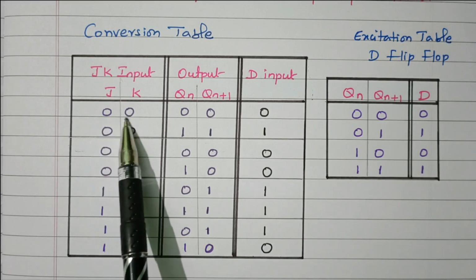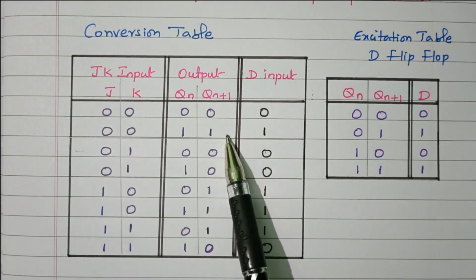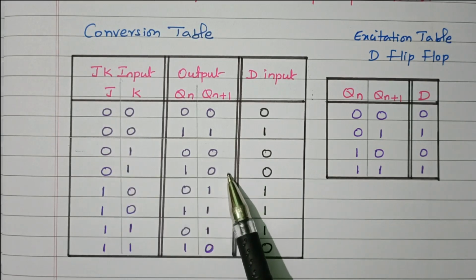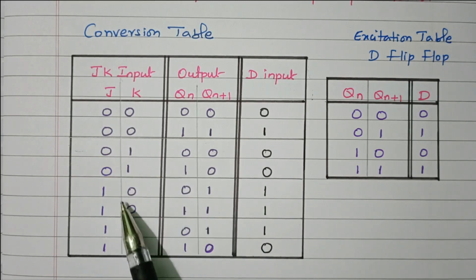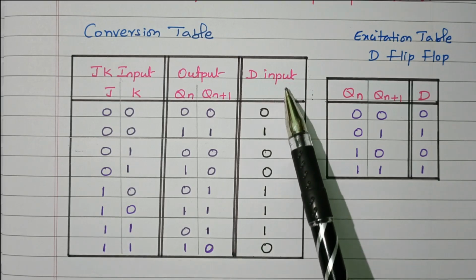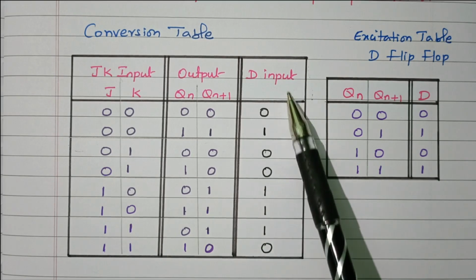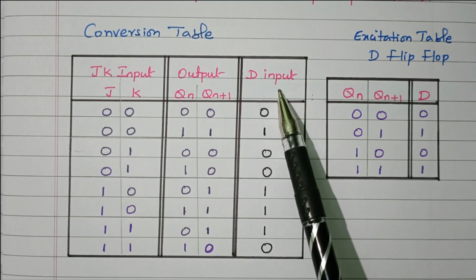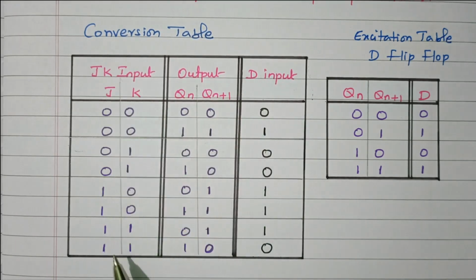Both the inputs 0 means no change between present state and next state. 0, 1 means reset the output to 0. 1, 0 means set the output to 1. 1, 1 means toggle, 0 to 1, 1 to 0. Now this is the truth table. Based on that we need to decide the D flip-flop input. By giving the proper D input, the D flip-flop will be converted into a JK flip-flop.